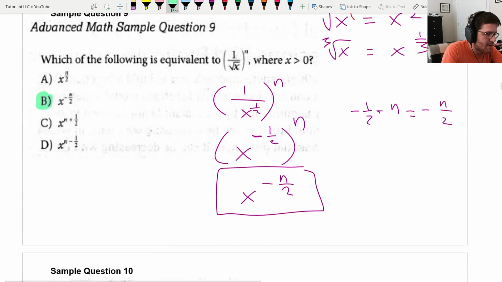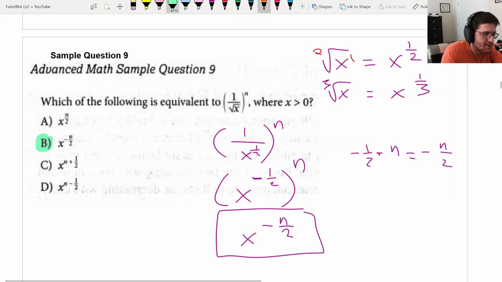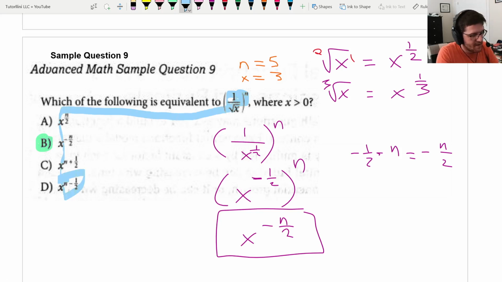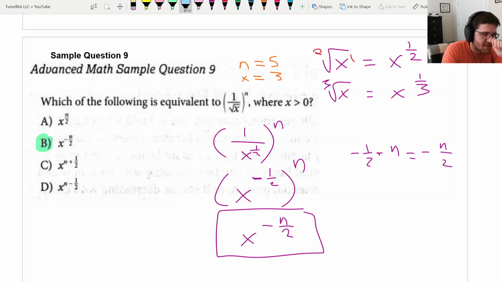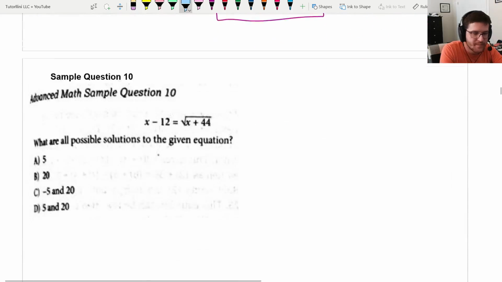And that is correct. You also could have, if you wanted to, picked a random number for n, I don't know, 5, and then picked a random number for x, I don't know, 3. Then you could go on Desmos and type all these in and see whichever one matches the original. That's your correct answer. You still want to know all the concepts in this question for sure. Great, let's keep going. We're doing good.